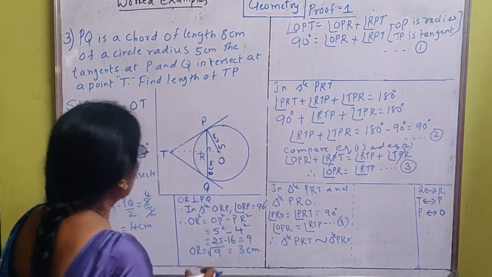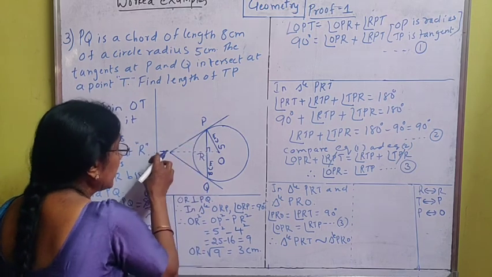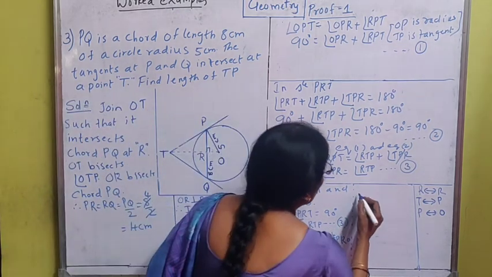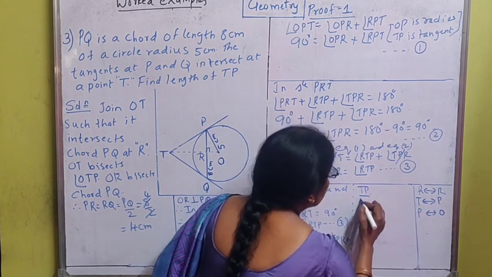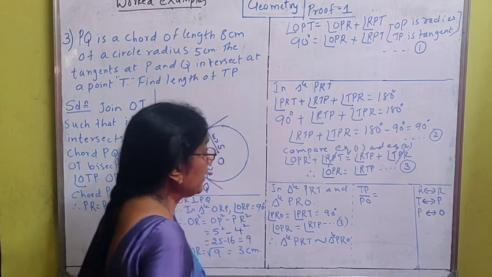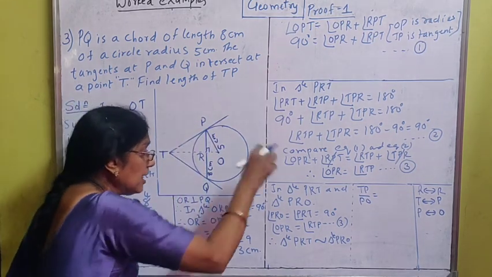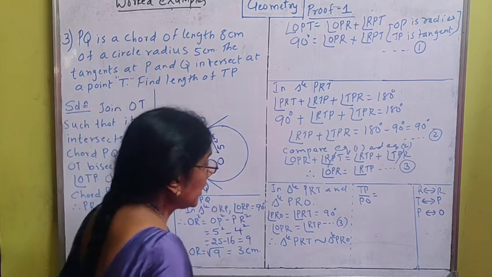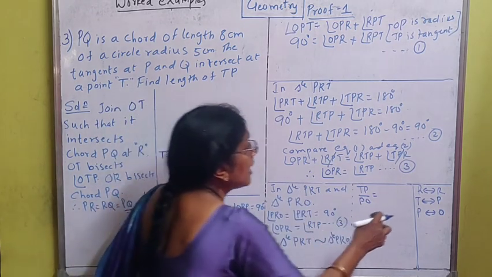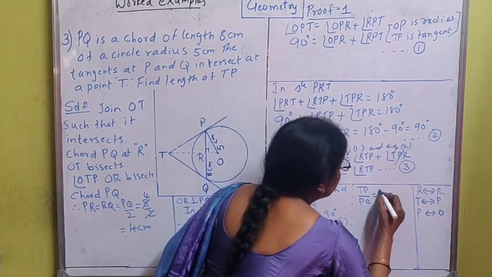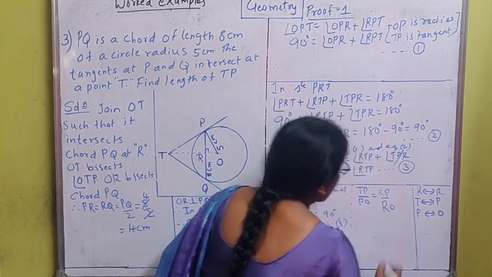Now we have to find out what is the value of TP. So what will we take? TP is the side of triangle PRT. So we will take the ratio TP over PO is equal to. Why we are taking? Means we have the value of OP, OR, and PR. That will help us to find out the value of TP. So then what will happen next? PR value is there. In triangle RTP, PR means this will come RP. If you take RP over here, you have to take RO.